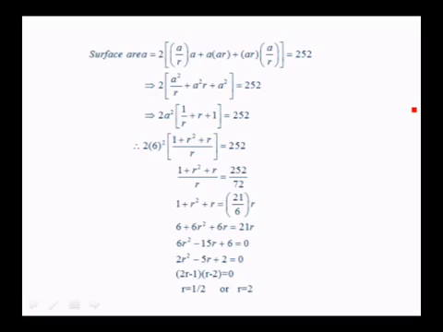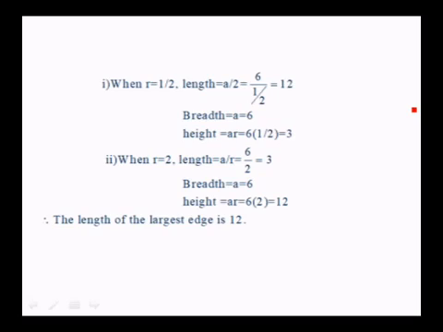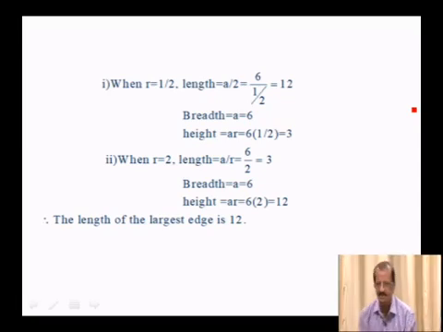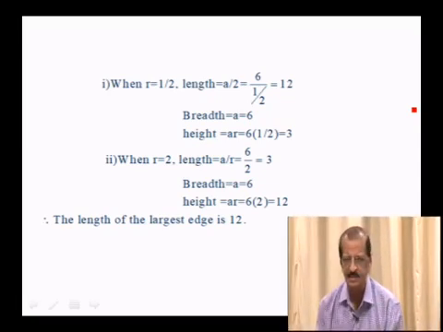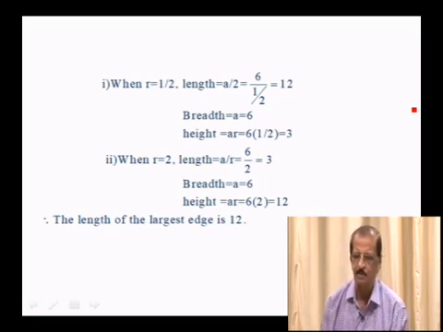So, if you substitute these values in the length, breadth and height, if you take r equals half, you get a as 12 and length as 12, breadth as 6 and height as 3. On the other hand, if you take r is equal to 2, you get length as 3, breadth as 6 and height as 12. In any case, the length of the largest edge is 12. So, the answer is 12.